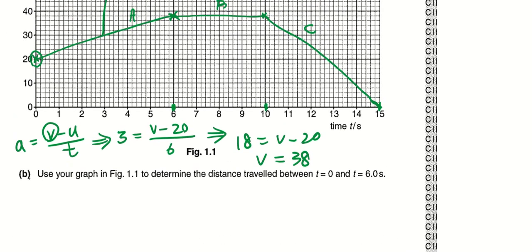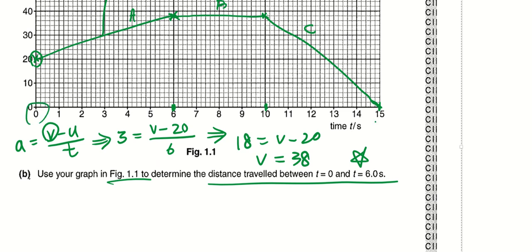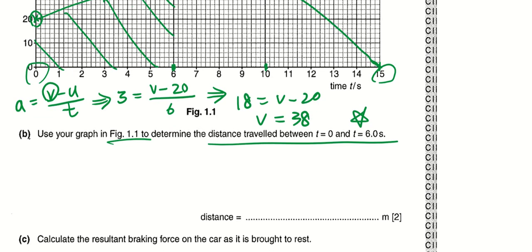Using the graph in figure 1.1 to determine the distance traveled between t equals to 0 and t equals to 6 seconds. This is important because some students think that because I draw the graph from 0 to 15, I'm going to calculate the total distance. But they are only asking for this distance here from 0 to 6 seconds. Why did I shade the area over there? Because distance in a speed time graph is represented by the area under the graph.